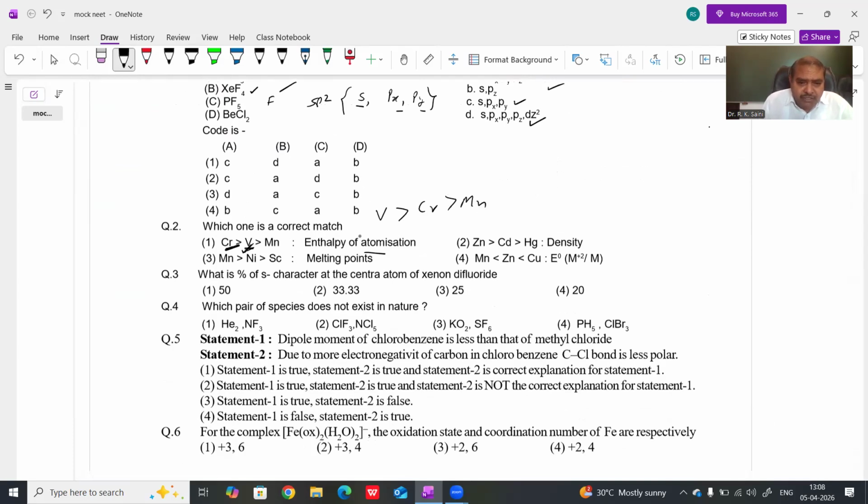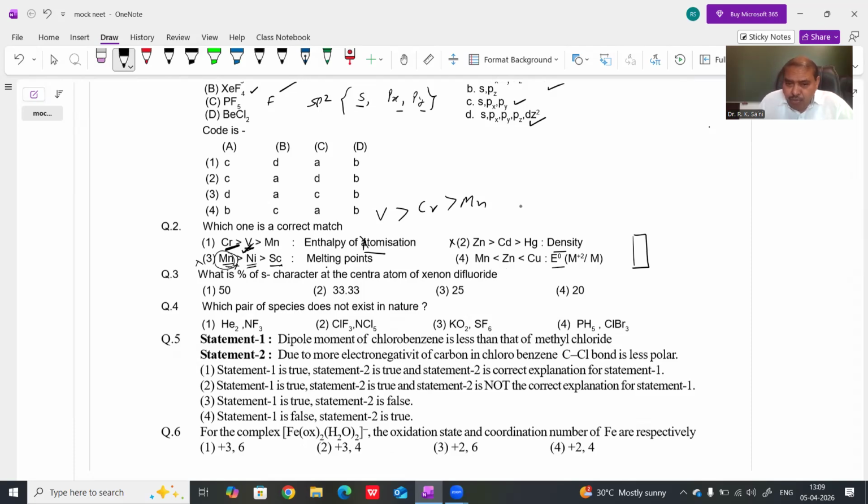Therefore, the first option is incorrect. In case of density, we know that when we go down the group, the density increases in D block elements, or generally in the periodic table, because mass increases more than size, so this order is also incorrect. Melting point: manganese, nickel, and scandium. Manganese, due to half-filled electronic configuration, has a very weak bond formation tendency. Therefore, the melting point and atomization enthalpy of manganese are less. Therefore, the highest melting point is of nickel, second scandium, and manganese is at third position in melting point. Therefore, this option is also incorrect.